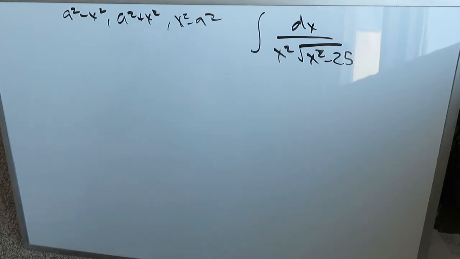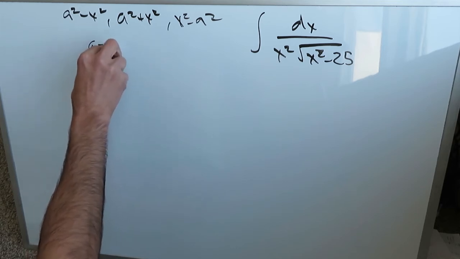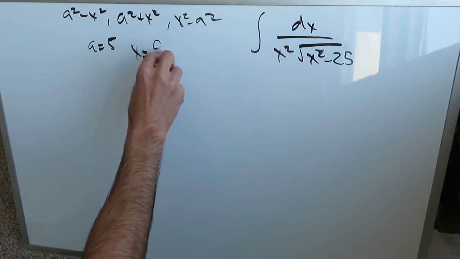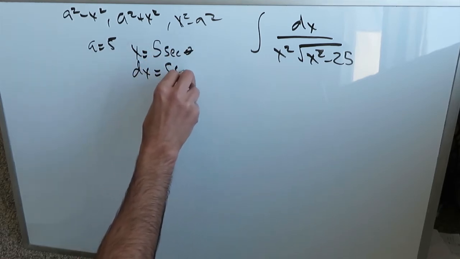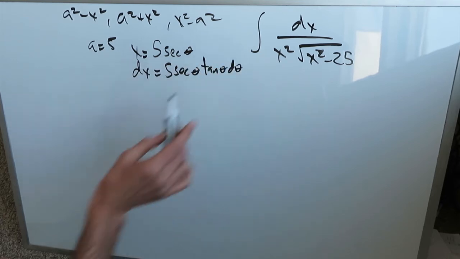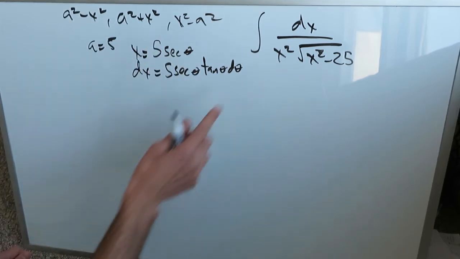What are the substitutions that will come into place? a is equal to 5. When you see something of this form, you're thinking x equals 5 secant theta, then dx, the derivative of that, is 5 secant theta tan theta d theta. And I told you this form is usually harder because you end up with expressions which are slightly more difficult to deal with.